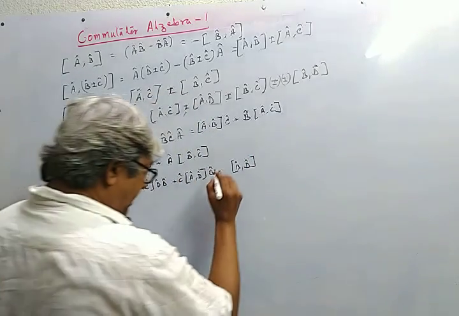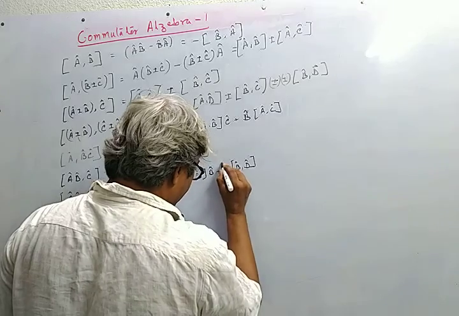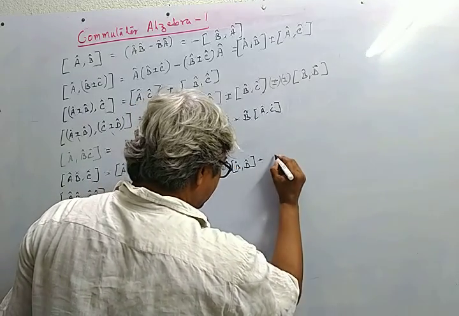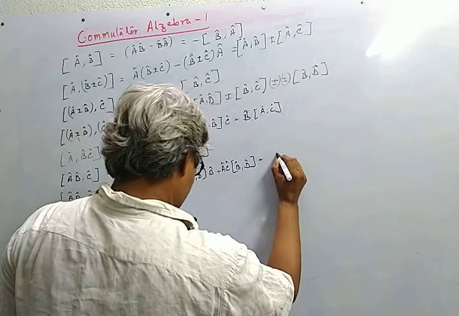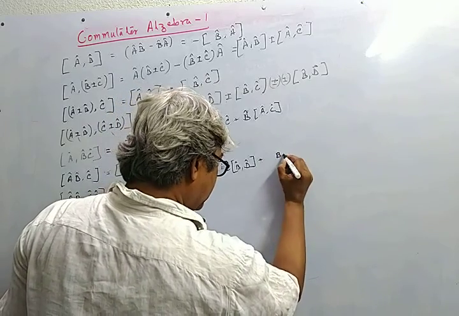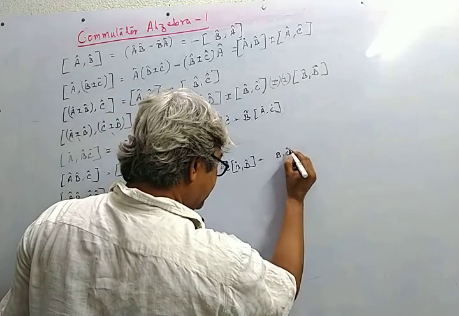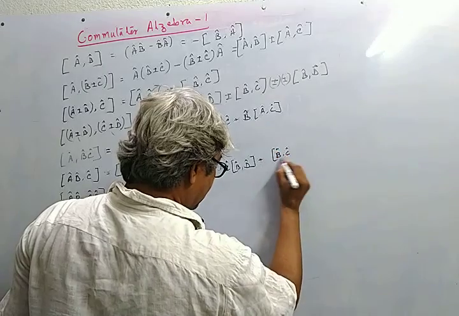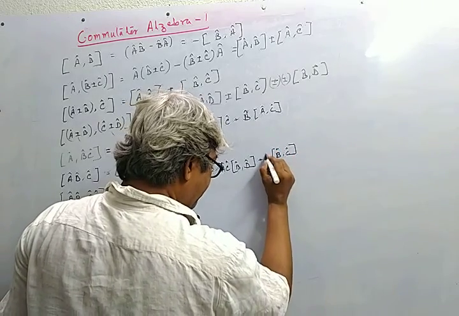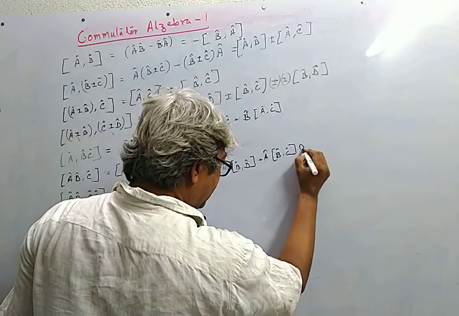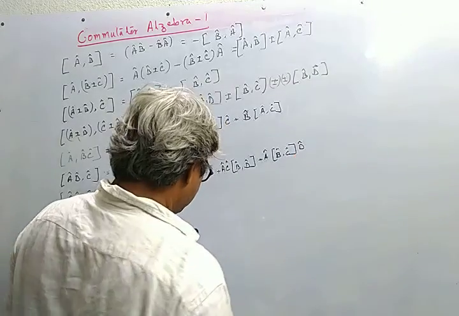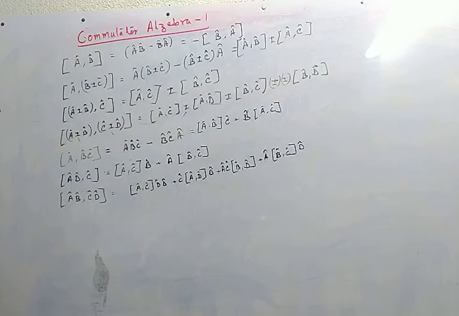A and C will appear from the left. So lastly, B will commute with C. This should be the third one. I have just sent A from the left, D from the right. So these are the commutator relations.